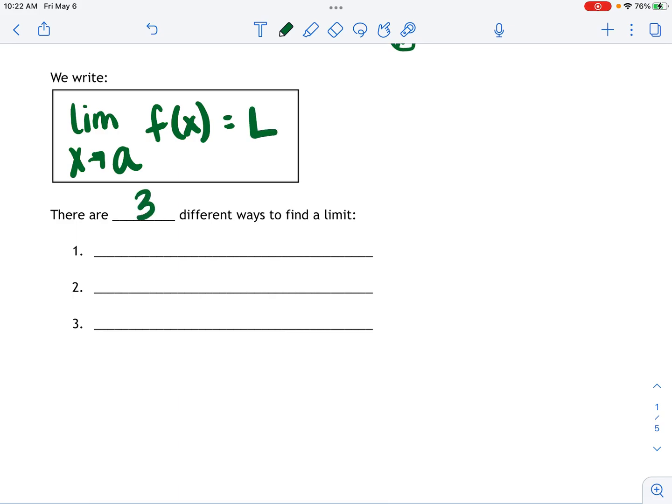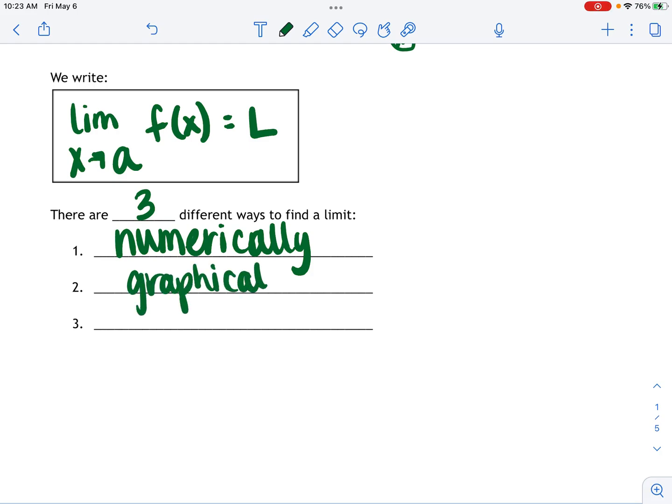There are 3 different ways to find a limit, and so today we'll focus on one of them, which is numerically. Numerically is going to be looking at numbers. We'll organize them in a table. The second one we'll look at next is graphically. That is using a graph to find a limit. And the third one is algebraically. That is using algebra to find a limit.